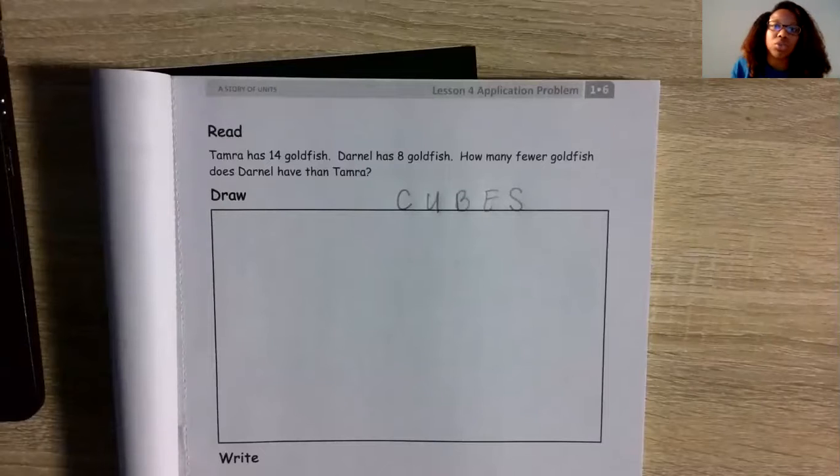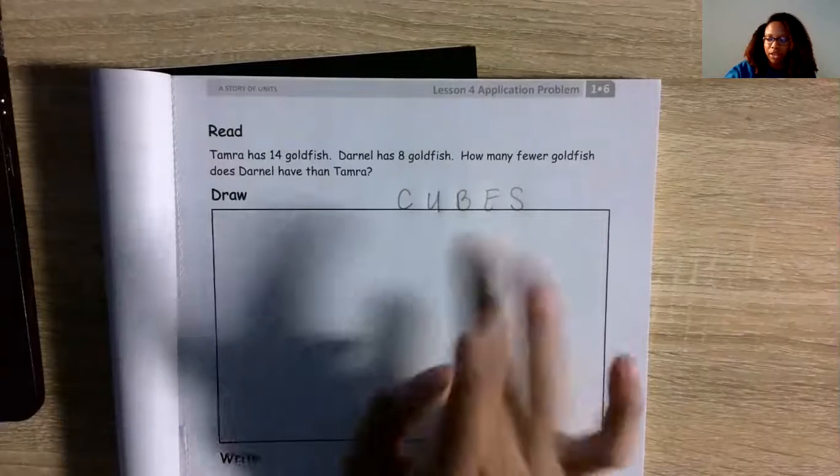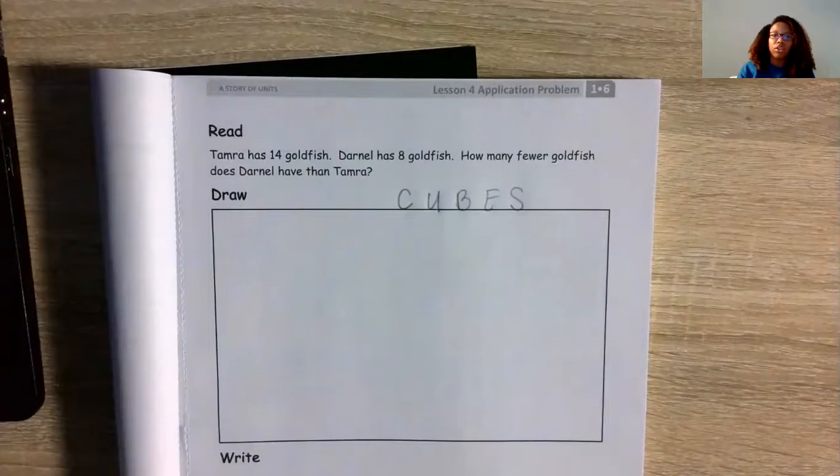We will still use our cube strategy for our application problem. Before we solve, I am going to give you 1 minute to go ahead and do C, U, and D in our strategy. So that means you need to circle key numbers and labels, underline your questions, and box keywords. So I'm going to give you 1 minute on our timer starting now.